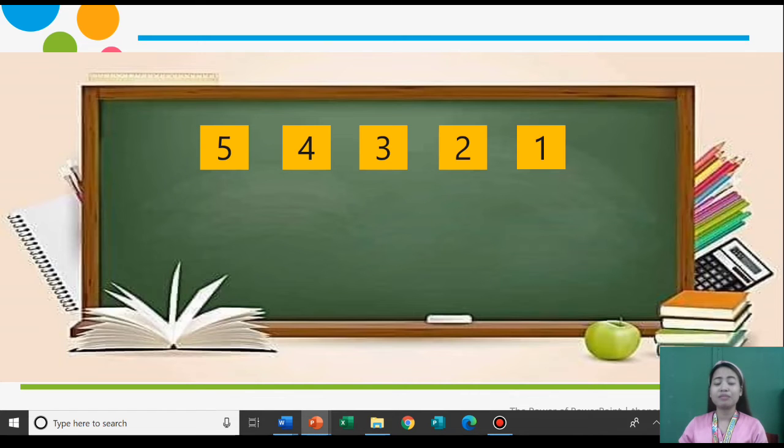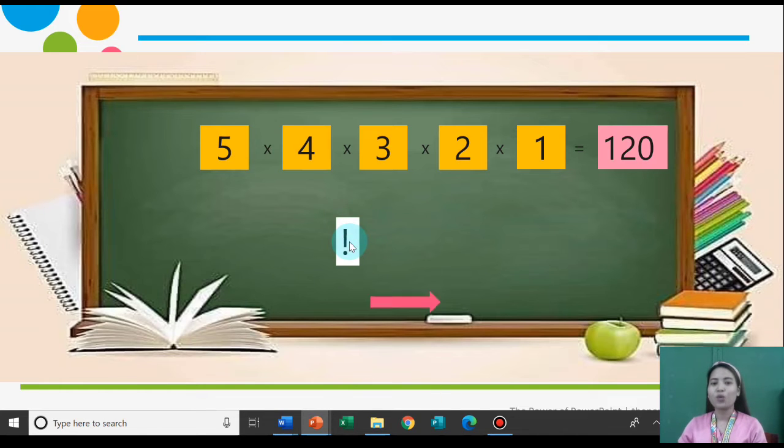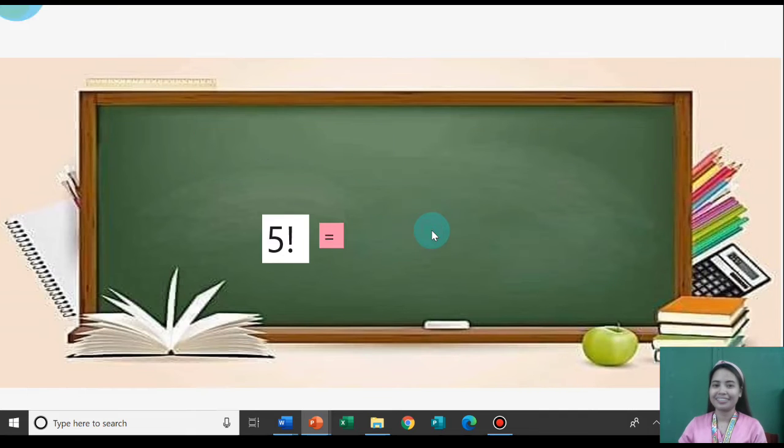It's easy to say and multiply: 5 times 4 is equal to 20. 20 times 3 is equal to 60. 60 times 2 is equal to 120. And 120 multiplied by 1 will become 120 also. These numbers can be expressed in terms of an exclamation point, which in mathematics is called factorial.